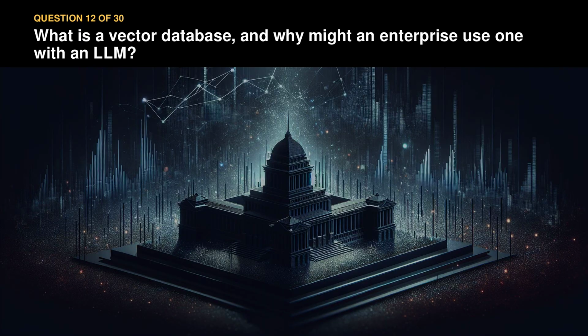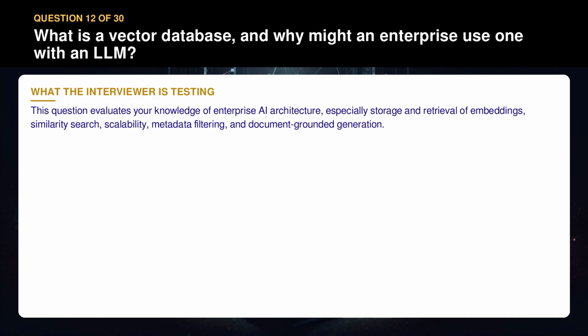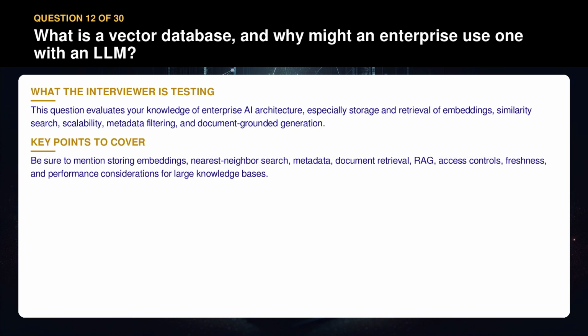Question 12. What is a vector database, and why might an enterprise use one with an LLM? This question evaluates your knowledge of enterprise AI architecture, especially storage and retrieval of embeddings, similarity search, scalability, metadata filtering, and document-grounded generation. Be sure to mention storing embeddings, nearest neighbor search, metadata, document retrieval, RAG, access controls, freshness, and performance considerations for large knowledge bases.